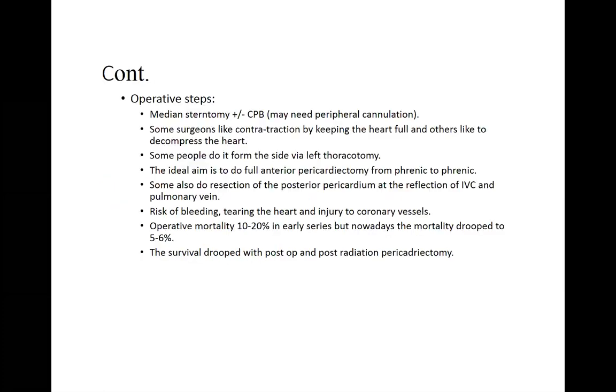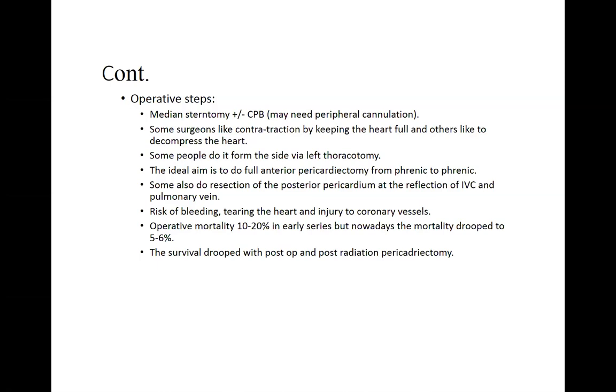Okay. So, as you say, we do median sternotomy. I always keep my pump ready. Sometimes the pericardium is very adherent to the myocardium, and you may need to cannulate. People like to do these operations on a beating heart because they would like to have some contraction by keeping the heart full, distended. Some people also do it from the left side via left thoracotomy. You said the most common approach is median sternotomy, but some people have done it through the left thoracotomy.